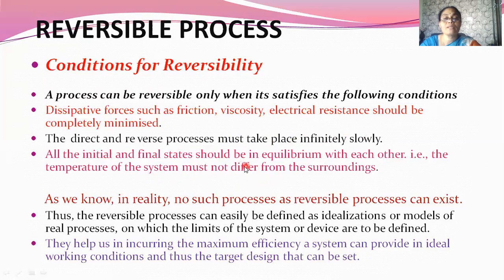Then only we can say that the system and the surroundings are in equilibrium state. So these conditions are essential in order to carry out a reversible process. But however, in reality, this is not possible. That means no such processes as reversible process can exist.